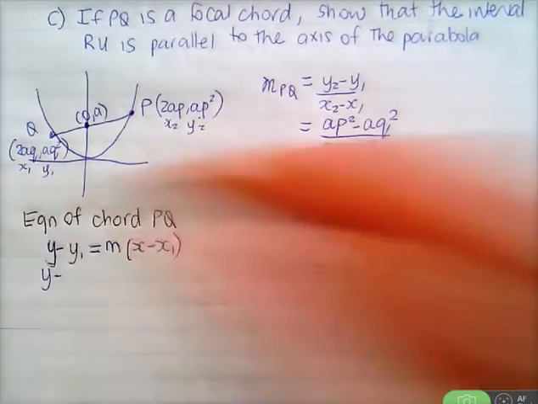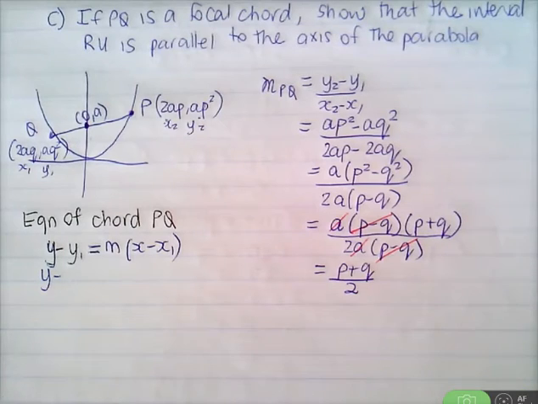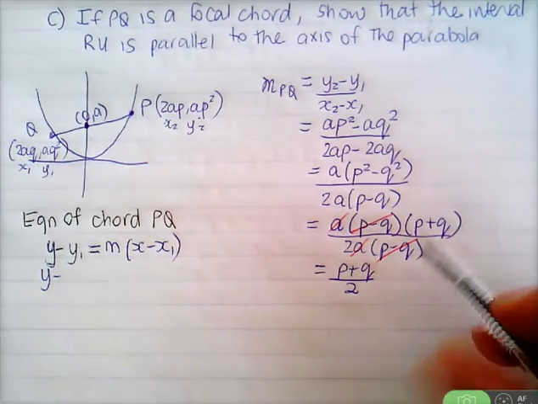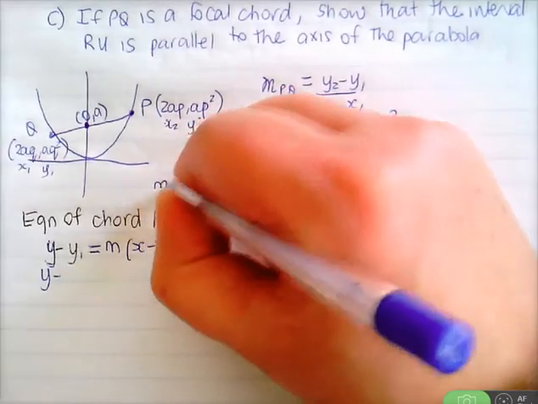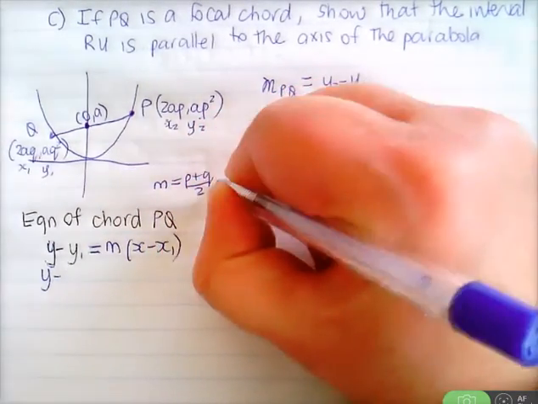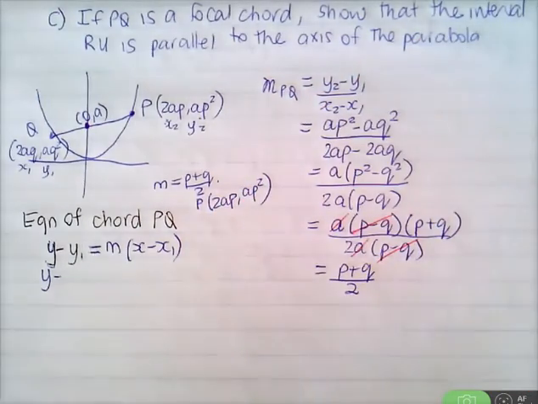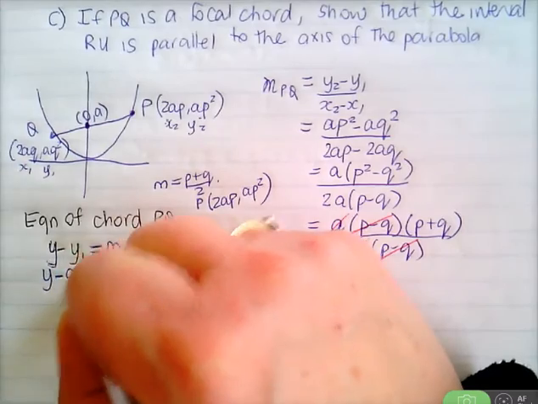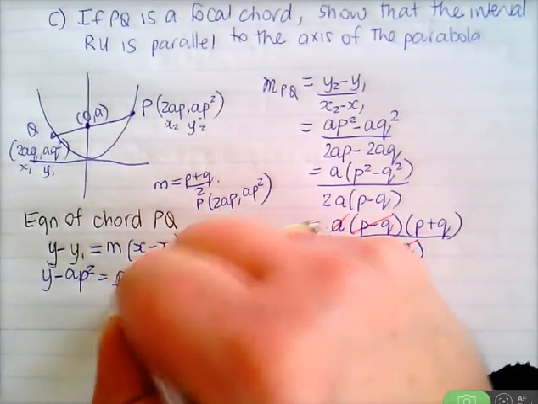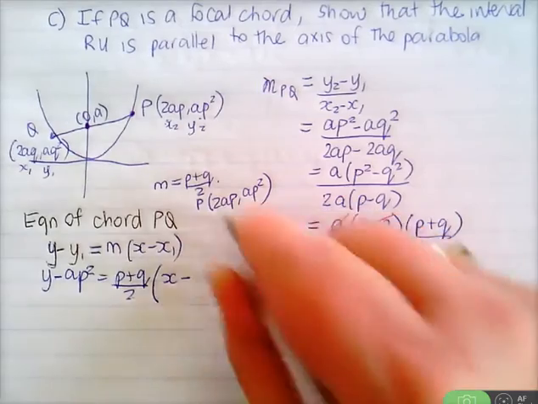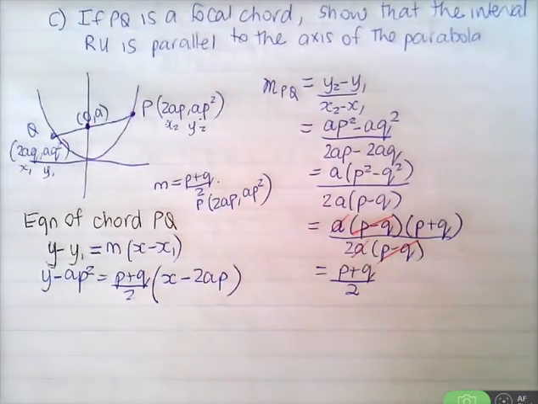So what do we got? Y minus, we like to use point P, please, not point Q. I like point P. I want the gradient and point P. So I'm going to use the gradient P plus Q on 2, and the point, let's use point P. All right, y minus AP squared equals P plus Q on 2, x minus 2AP. Now, I'd really like to get rid of that half, unless you want half sticking around, but I'd probably put that 2 over the other side.